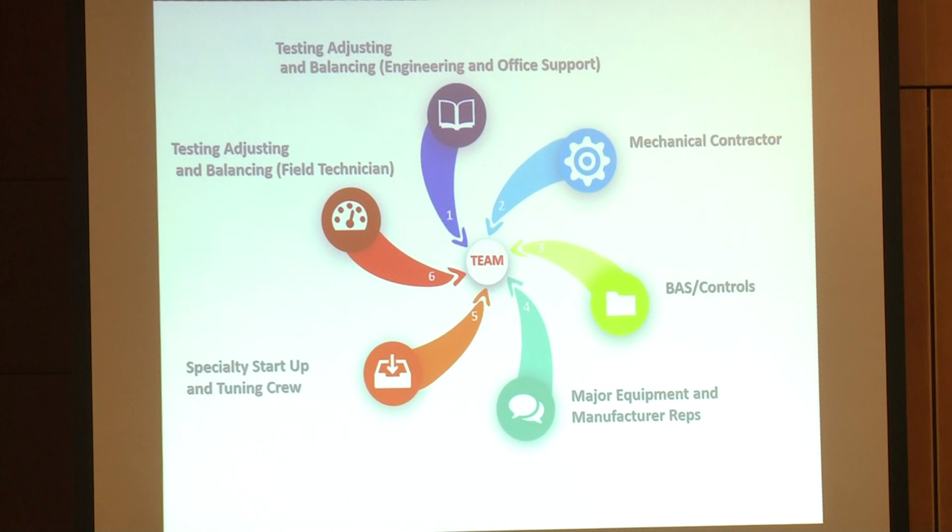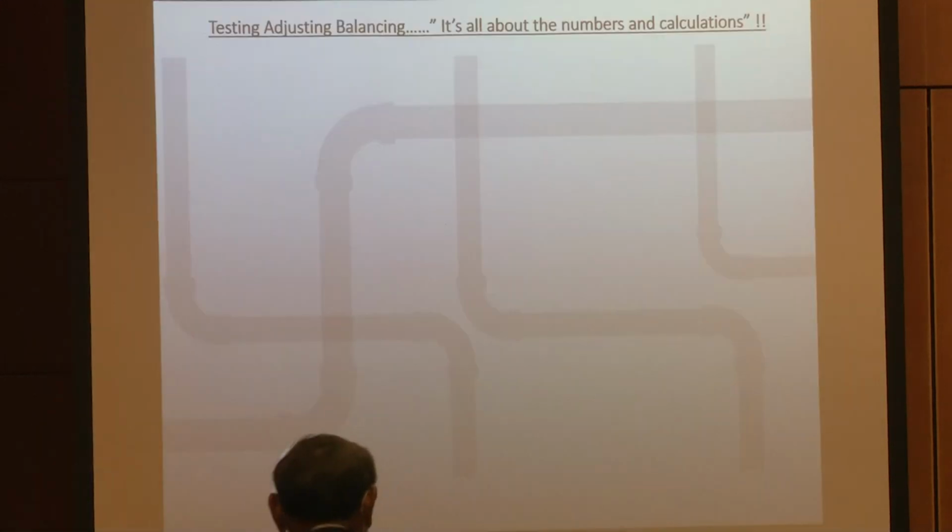But the team that we typically work with are going to be the mechanical contractor, controls, all the equipment manufacturer reps, any kind of startup crew from the mechanical or electrical contractor, and then of course the field technician that's in the field, and then the test and balance engineer who's in the office. So there's a lot of moving parts to TAB work and a lot of instrumentation, which we'll show you how that works.